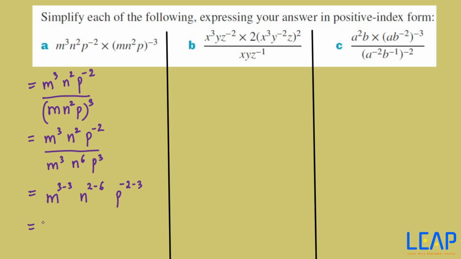So m to the power of 3 minus 3 is 0, right? And this will be 2 minus 6. So 2 take away 6 is -4. And then p to the power of -2 take away 3 is -5.